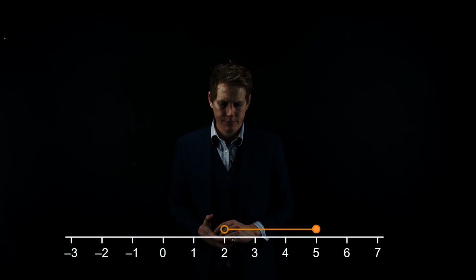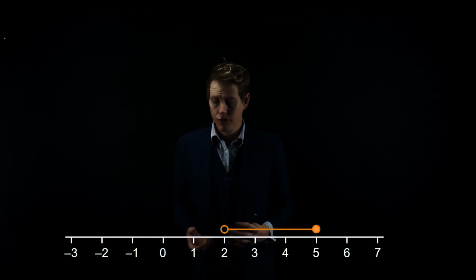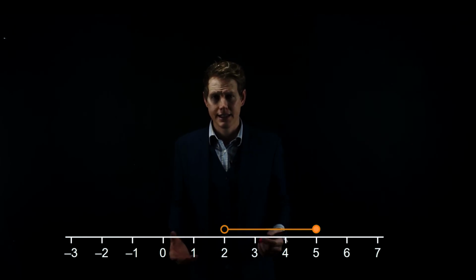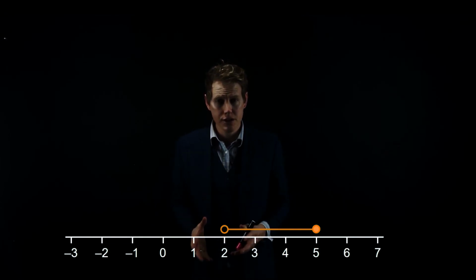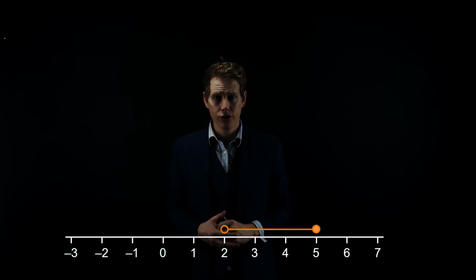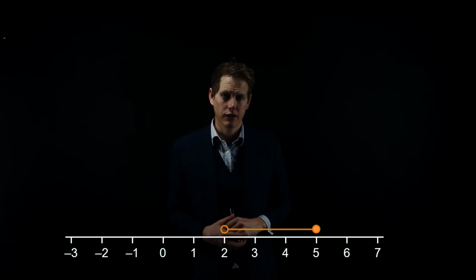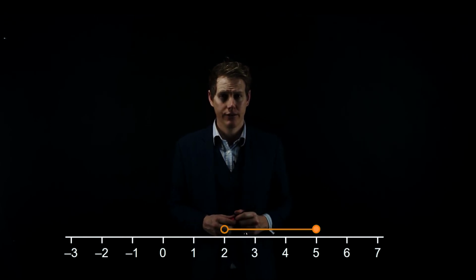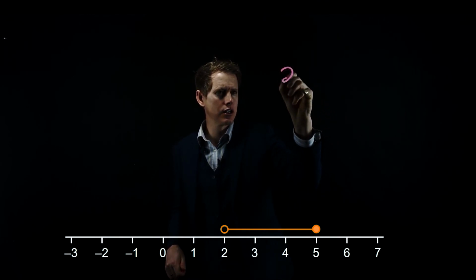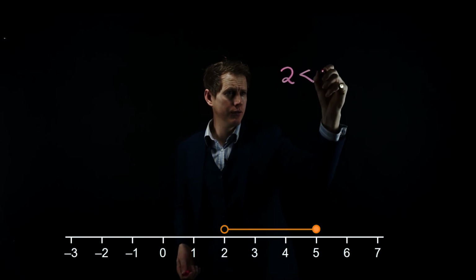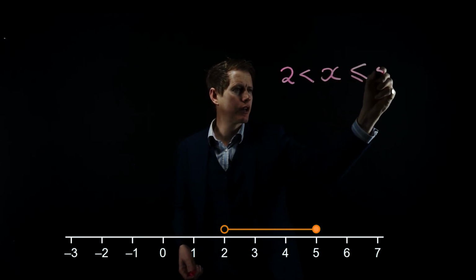Okay, so to finish up, I want to give you an inequality represented on a number line, and I want you to tell me what the inequality would look like. Right, so how would I represent this as an inequality? Well, we're going to call our unknown x. So we've got a hollow circle at 2, which means that it does not include 2. But you'll notice that we've got a full circle at 5. So it is included. So I'm sure you've already worked this out. We would write this as x is bigger than 2, but less than or equal to 5.